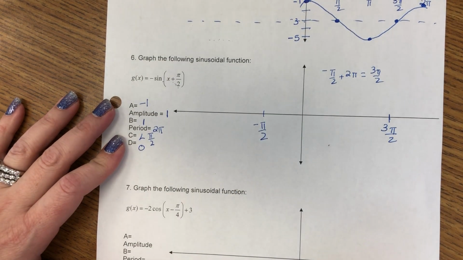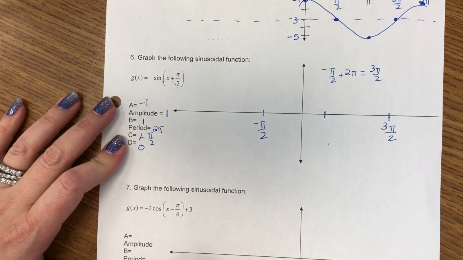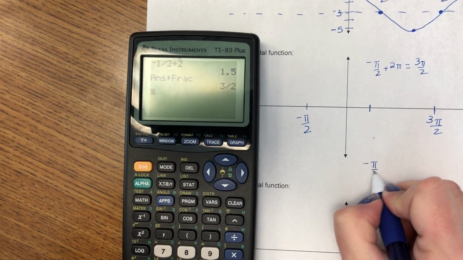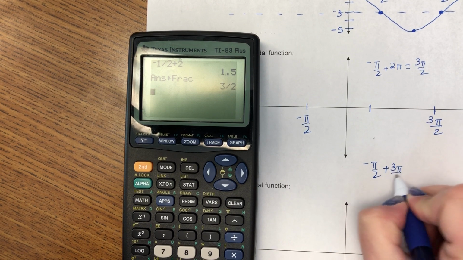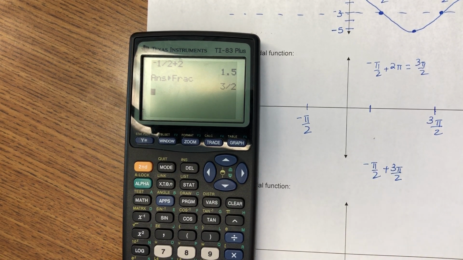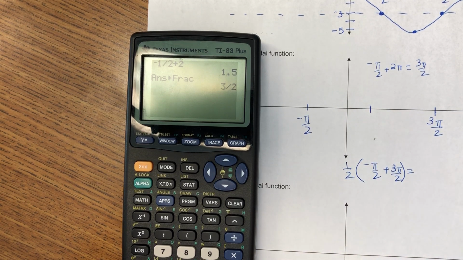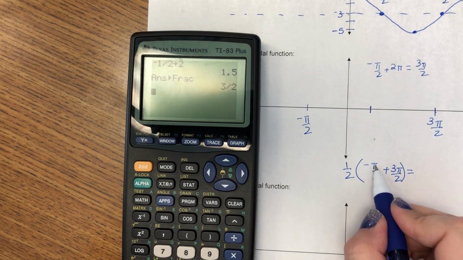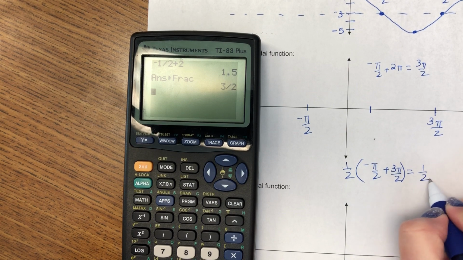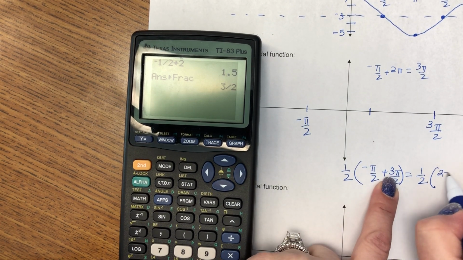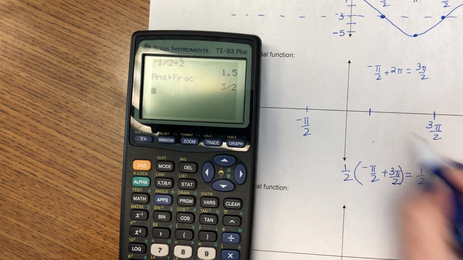Now I need the middle of that. So to find the middle, I'm going to add my endpoints up and then either divide by 2, or I like to say multiply by 1/2. If you're a calculator fan, you can do this in the calculator. I have a common denominator, so I'm just going to add it by hand. So that is pi over 2.